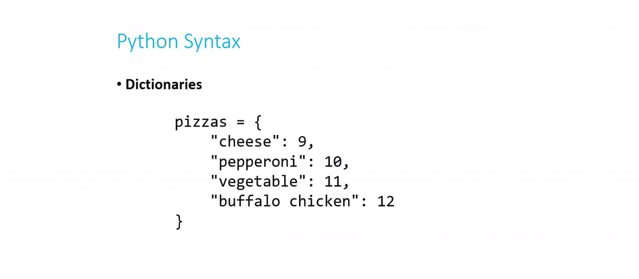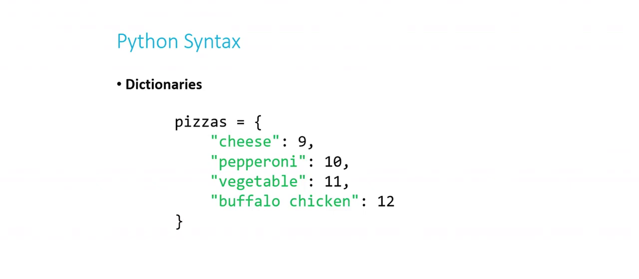So again, familiarize yourself with the different types of brackets we're using. So remember, in lists, we have square brackets to indicate the beginning and end of a list. In tuples, we use parentheses to indicate the beginning and end of a tuple. In dictionaries, we use curly braces to indicate the beginning and end of a dictionary. Inside of this pizzas dictionary, I have 4 key value pairs. I associate the key cheese with the value 9. I associate the key pepperoni with the value 10, and so on.